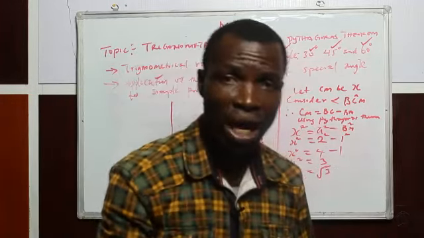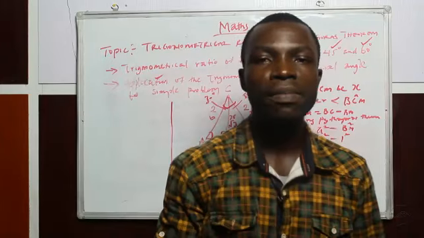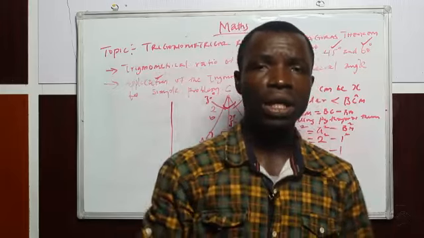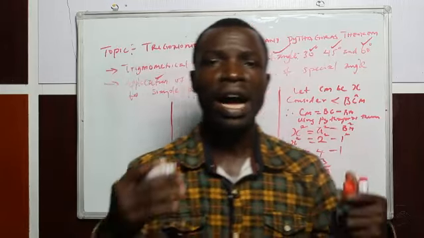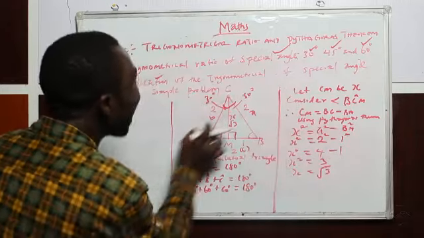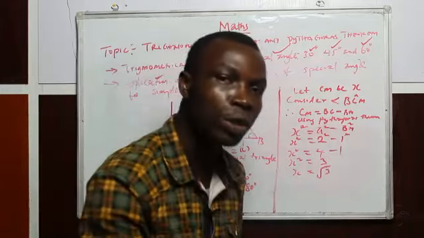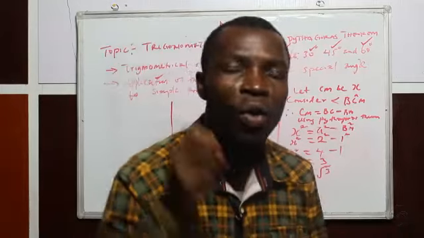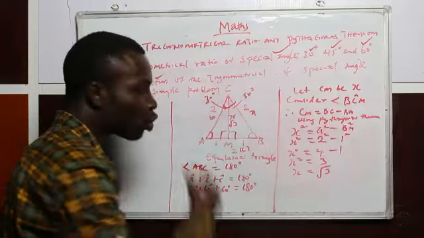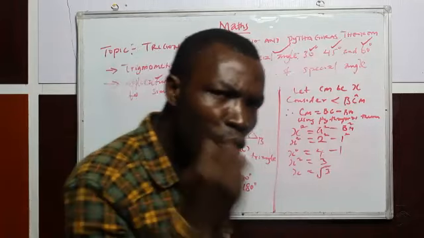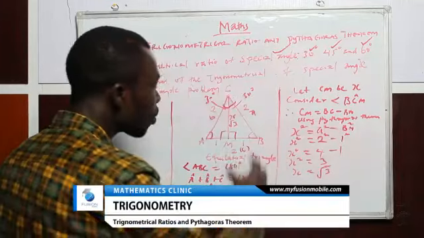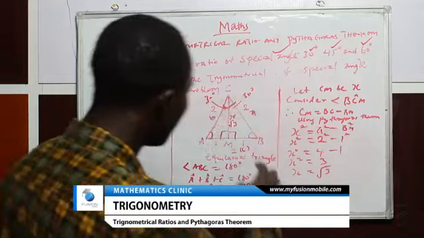According to SOHCAHTOA, we all remember the meaning: SOH means opposite over hypotenuse. CAH means adjacent over hypotenuse. TOA means opposite over adjacent. These are the acronyms we use in trigonometry to find angles, but to find sides, we use Pythagoras theorem. When we consider Pythagoras theorem, we use sides, but when we consider SOHCAHTOA, we use angles.